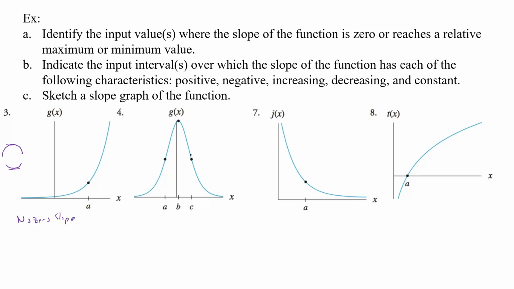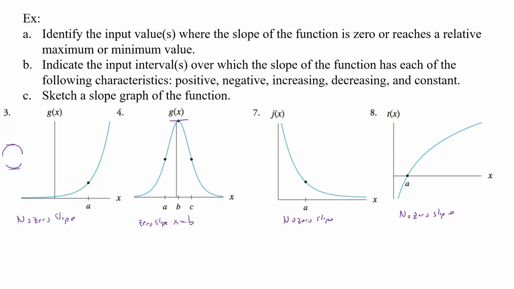Okay. What about here? Well, there we'll have a zero slope at probably about b. So then we could say the zero slope is x equals b. Okay. And then what about this one? There's no zero slope again. And here again, there's no zero slope. Okay, so I think that answers those questions there.